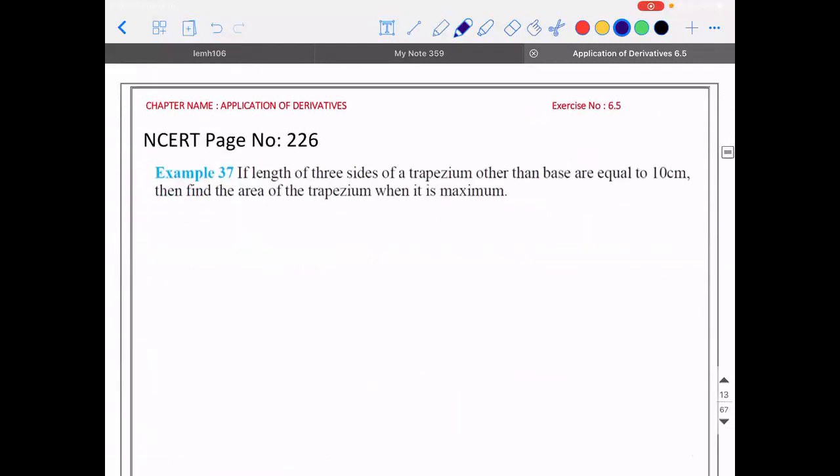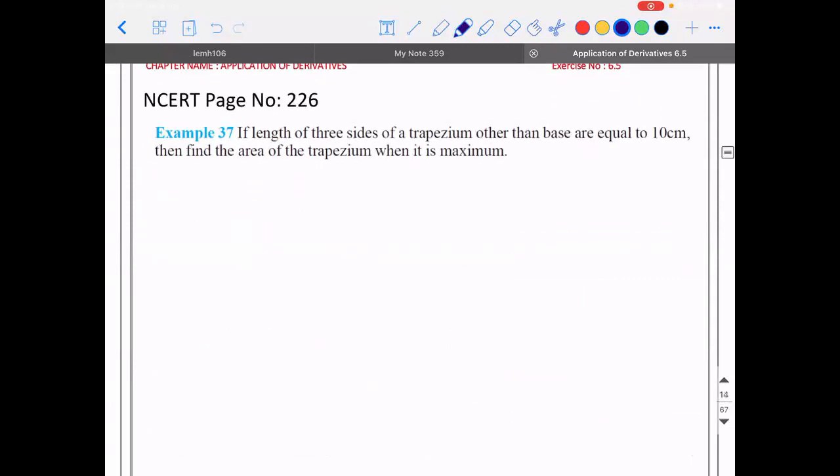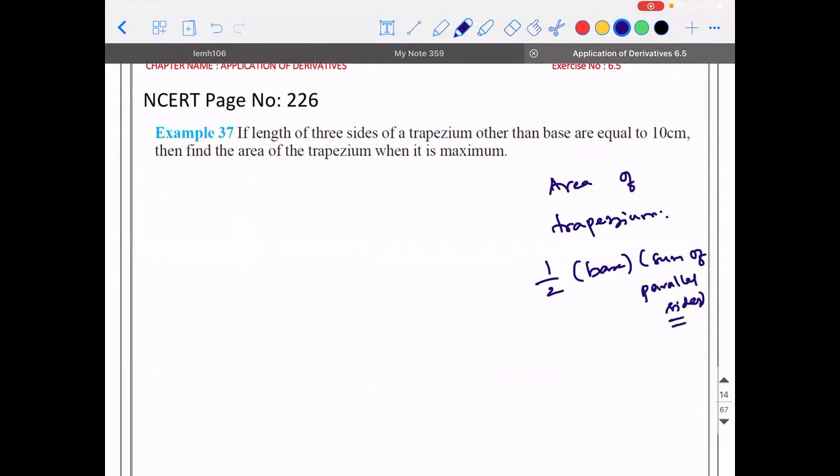Okay. So, moving on to the next problem. Will you guys try this? I will tell you the formula for area of trapezium. Anybody can tell me? What is the formula for area of trapezium? Half into base into sum of parallel sides.